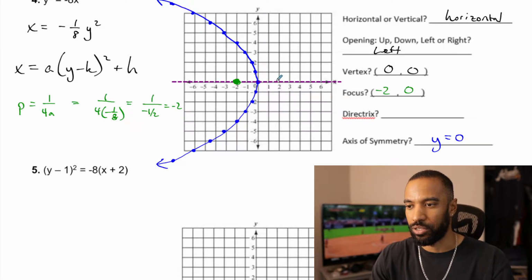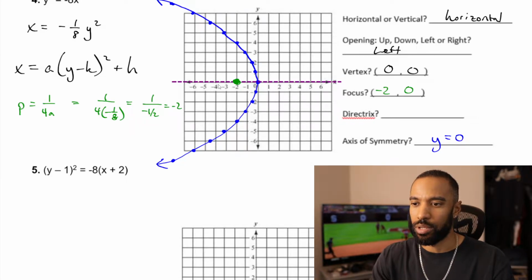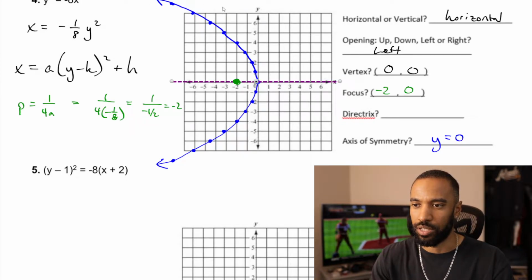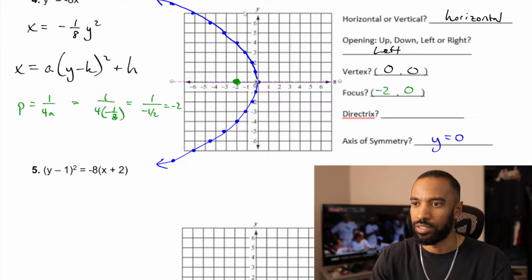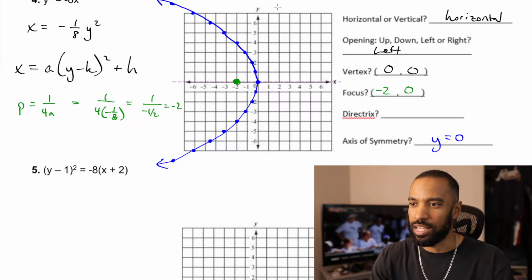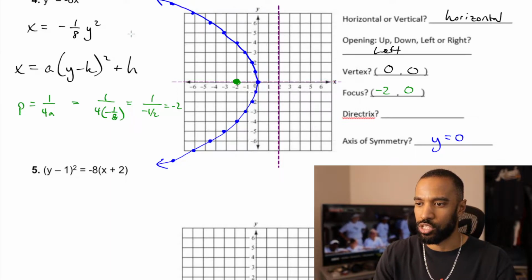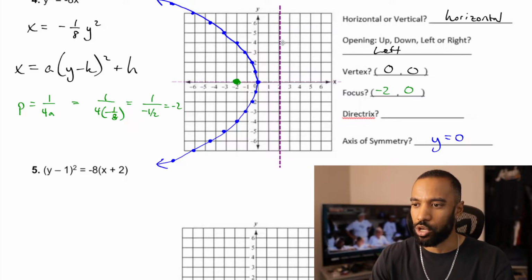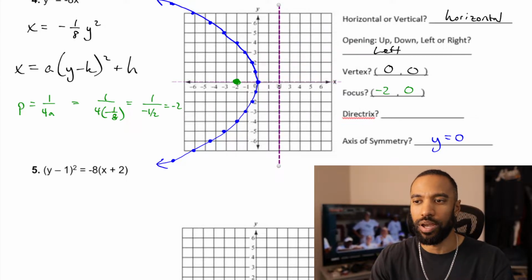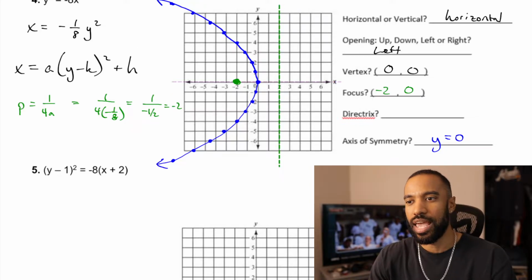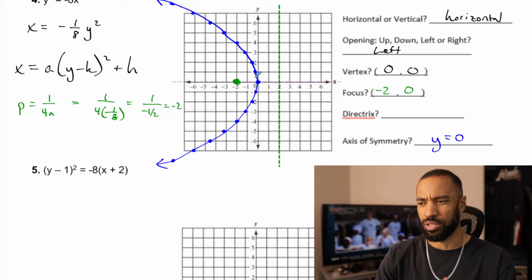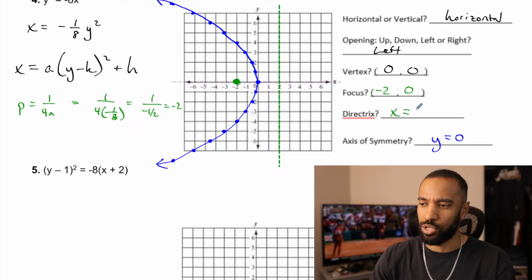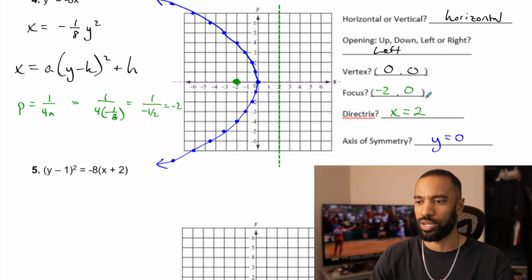The directrix is p units away in the other direction, and it is a line that goes perpendicular to the axis of symmetry here. So let me fade out the axis of symmetry a little bit. There we go, like that. And the directrix is a line that goes in this direction like such. It's 2 units away from the vertex, as you can tell, because of the -2 that we got right there. And it's negative because of the focus direction. We go to the left there. But this is going to be x equals 2. That's the equation of your directrix.